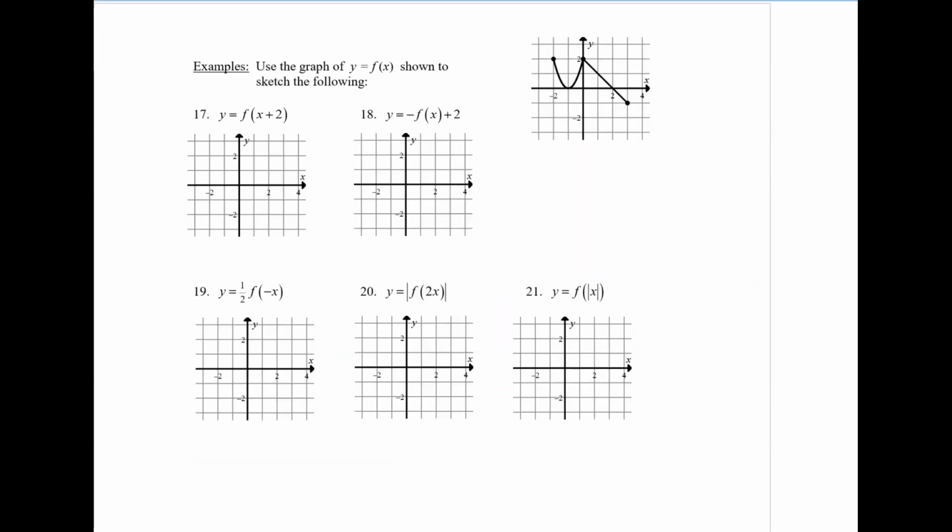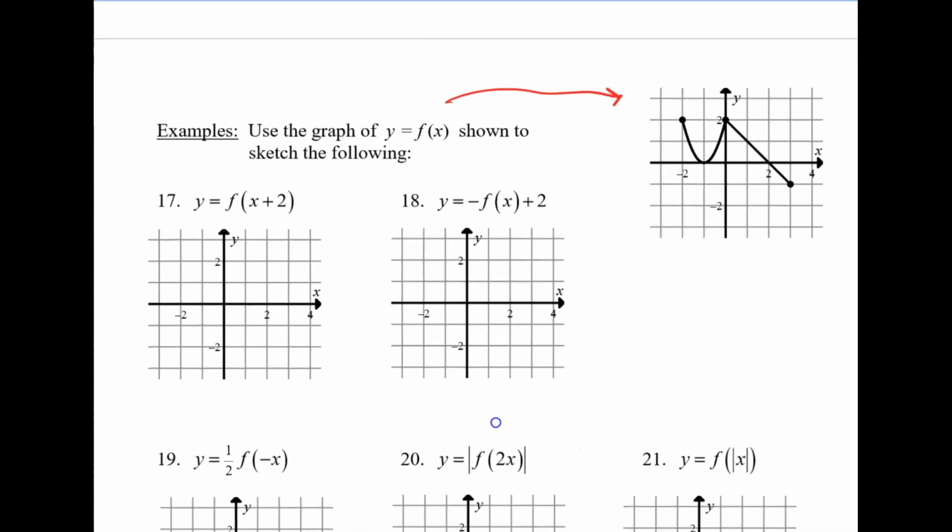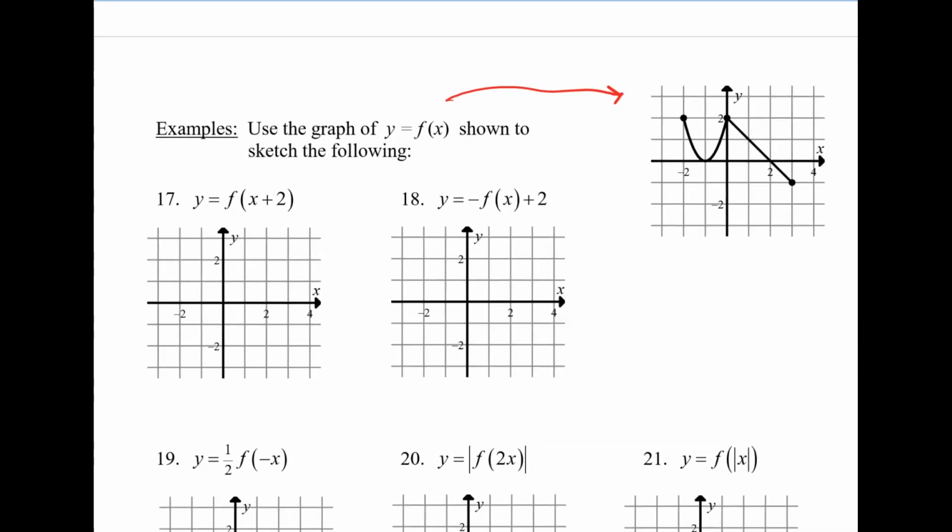Okay, so for these examples, 17 through 21, we have a graph y equals f of x shown right here, and we're asked to transform the graphs. So I'm going to make this bigger, and we're going to go ahead and transform these graphs. Number 17, we have y equals f of x plus 2, and this is an h value that is negative 2, and what this causes is just a shift left 2 units.